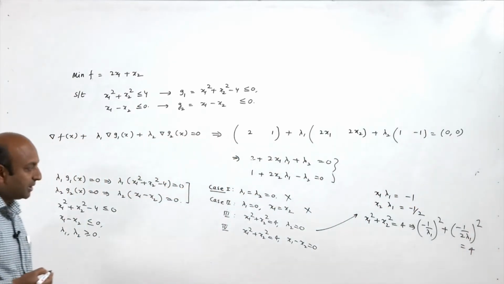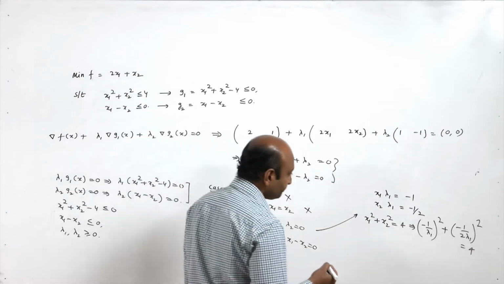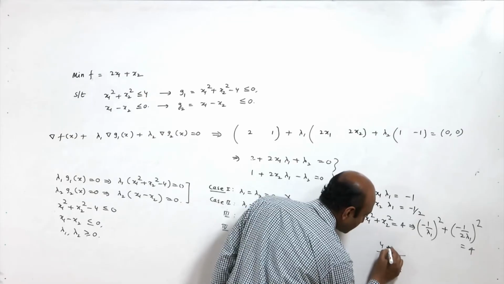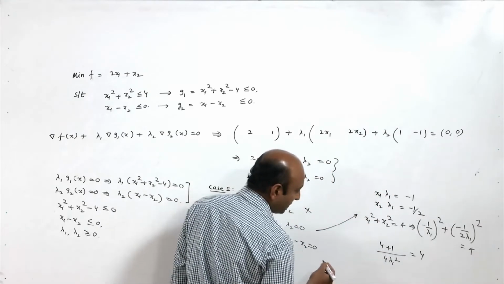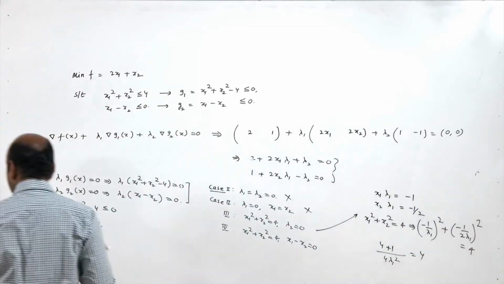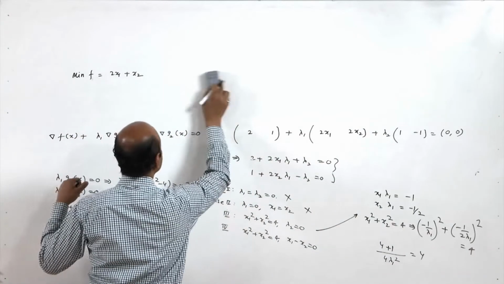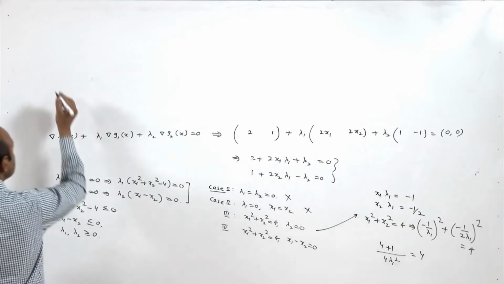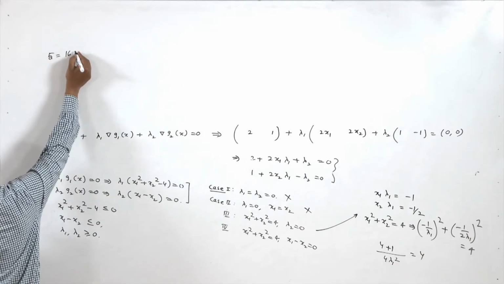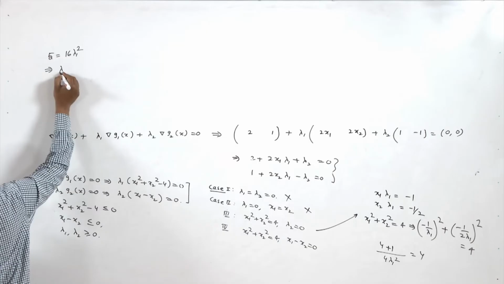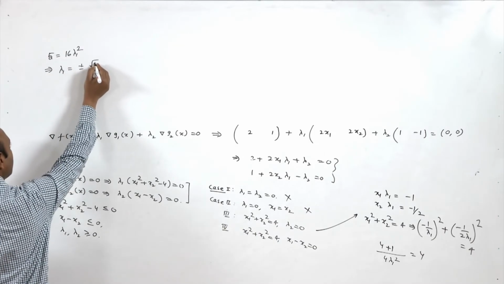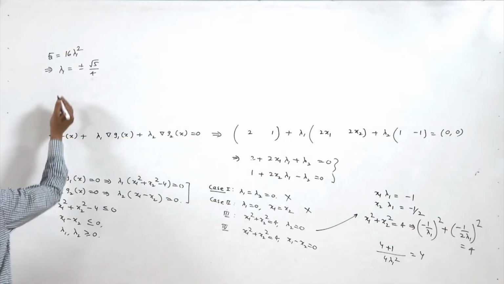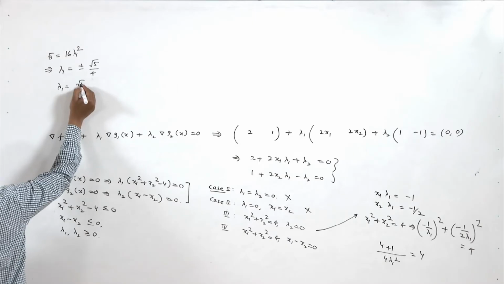So, what will be lambda 1 from here? 4 lambda square will be the LCM, it is 4 plus 1 will be equal to 4, and that means lambda 1 will be nothing but, from here what we obtain, 5 is equal to 16 lambda 1 square. So, this implies lambda 1 will be nothing but plus minus root 5 by 4. Now, lambda 1 can't be negative. So, lambda 1 will be root 5 by 4.